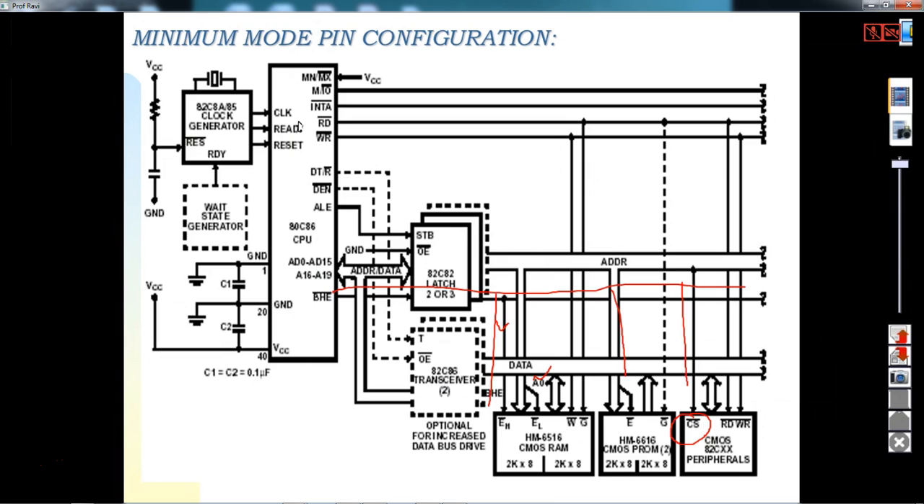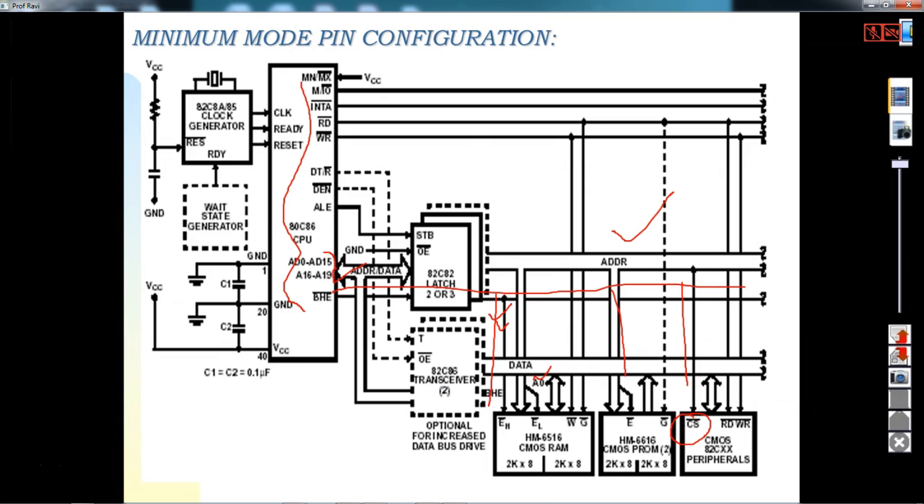So here, these are the pins we are trying to discuss of the 8086. AD0 to AD15 and A16 to A19 are given to the latch, and the 20-bit address is available here. This is the latch, and here we need a buffer. Why a buffer is required is what we'll try to see.